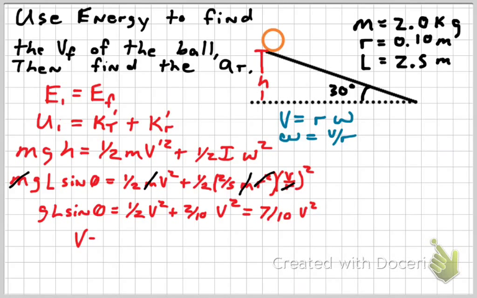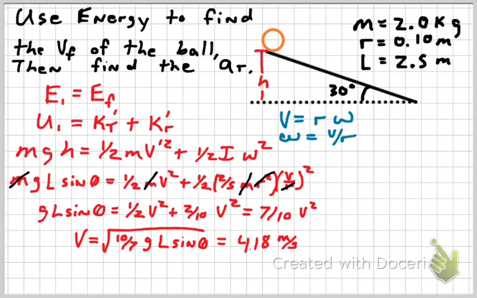So we solve, and what we're going to get is gl sine theta, which is our gravitational potential, equals 1/2 v squared plus 2/10 v squared. Solving for velocity, we get the square root of 10 over 7 gl sine theta. And then we're going to just solve this equation, plug and chug, and then we're going to use our same kinematics equation, but this time solve for the acceleration.